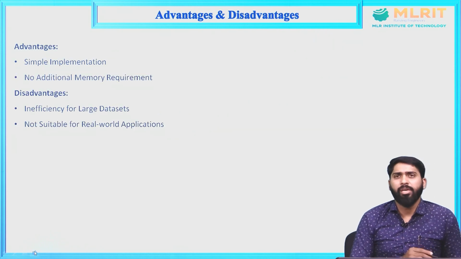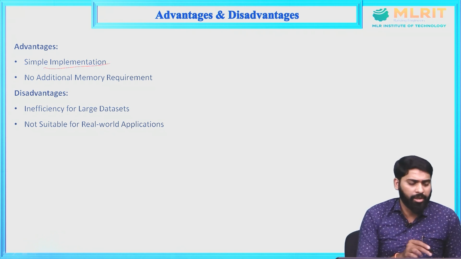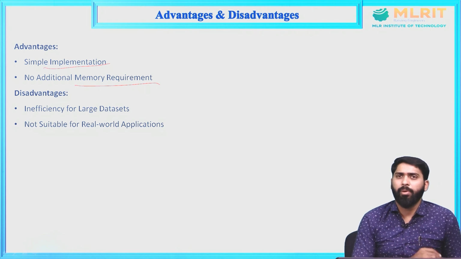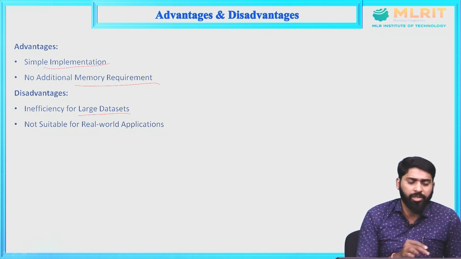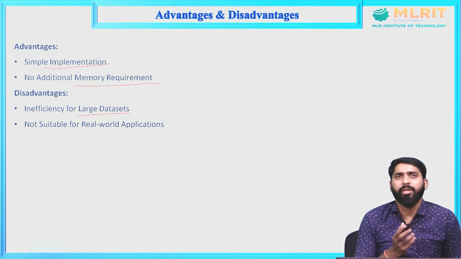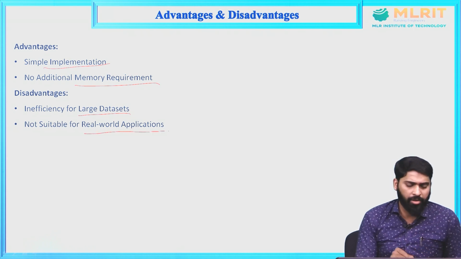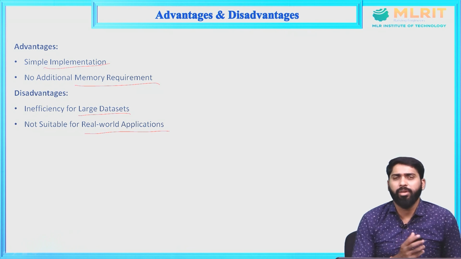So, advantages and disadvantages. The advantage is that it is simple and easy to implement, and there is no additional memory requirement for bubble sort. Within the array only we are going to swap by taking one temporary variable. So coming to disadvantages, inefficiency for large data sets. If the elements are 10 or 15 or 100, then we can use bubble sort. If the data set is huge, then bubble sort is not efficient for sorting and not suitable for real world applications. Why? In the real world we handle huge amounts of data, so it is very difficult to handle. So bubble sort is not suitable for real world applications.